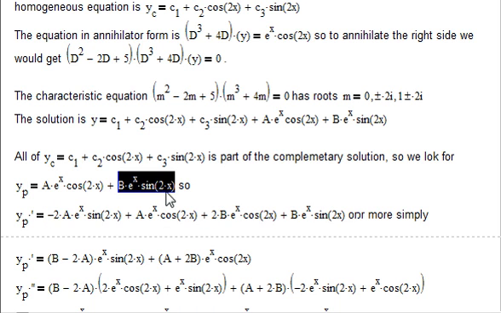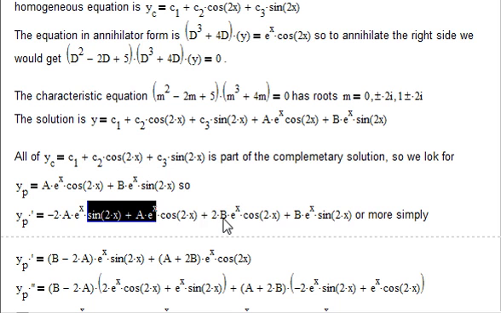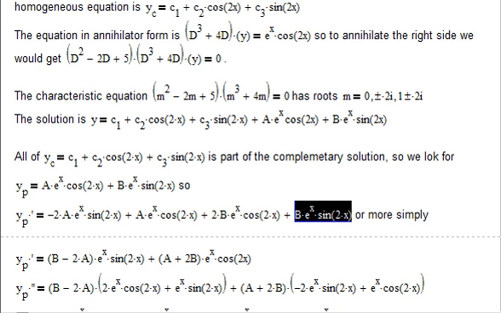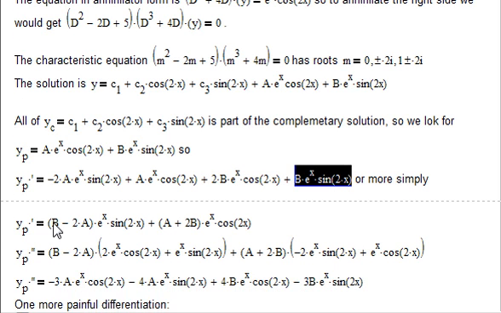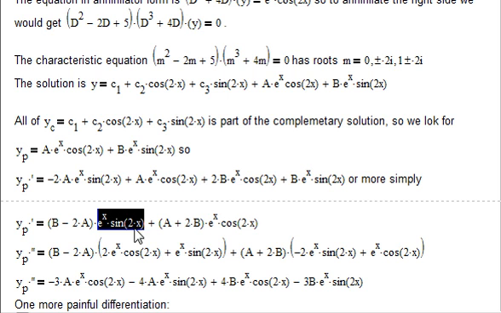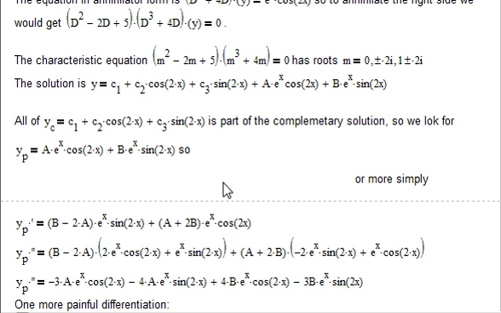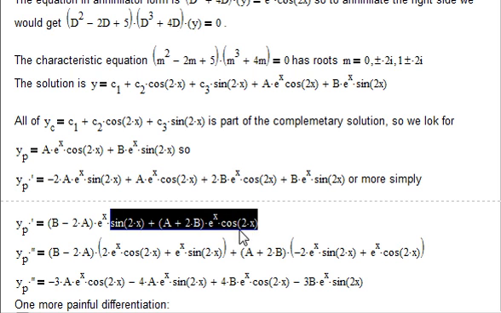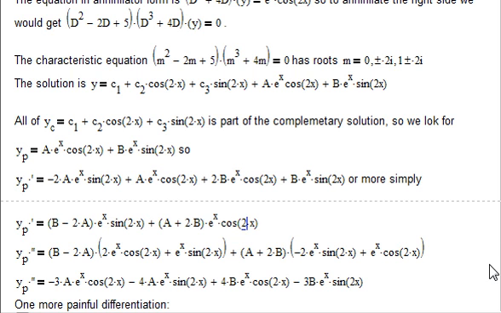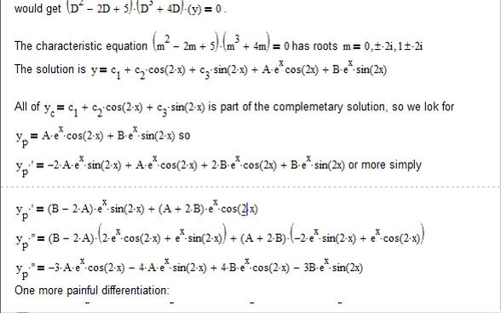And then the derivative of this term, in a similar fashion, 2b e to the x cosine 2x plus b e to the x sine of 2x. Or more simply, nice to simplify this if at all possible: b minus 2a times e to the x sine of 2x, that's collecting up this term and this term, plus a plus 2b, that's collecting up this term and this term, times e to the x cosine of 2x. Now, it was nice to do that because that's going to make finding the second derivative a bit easier.